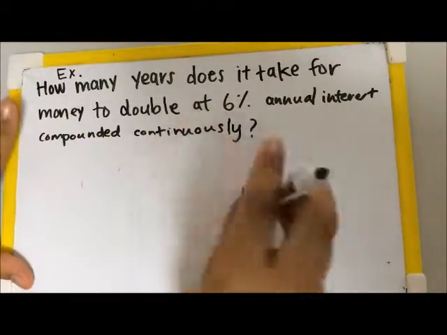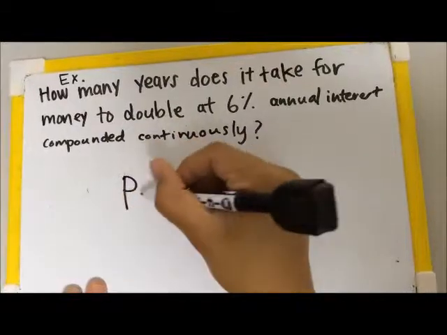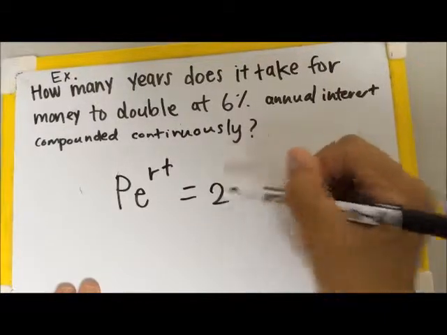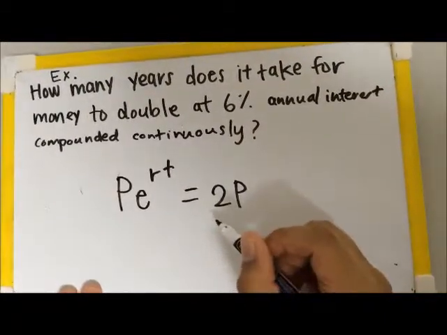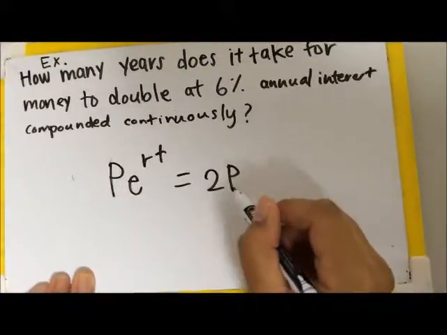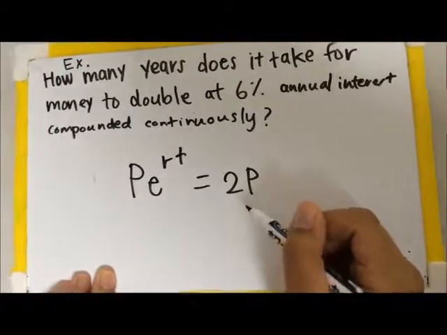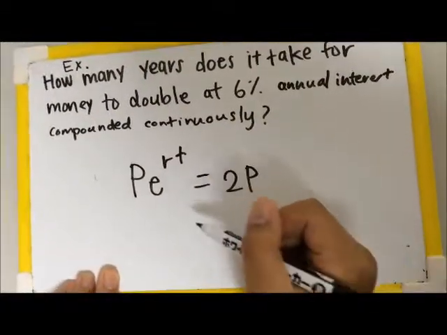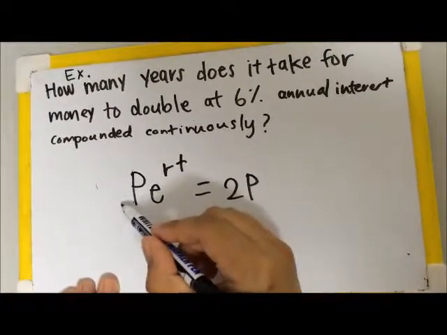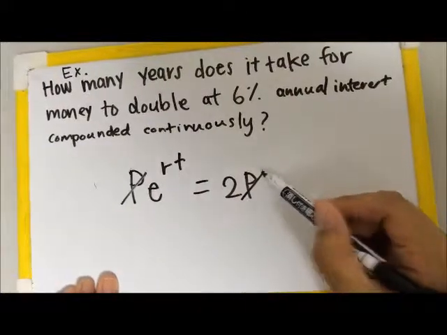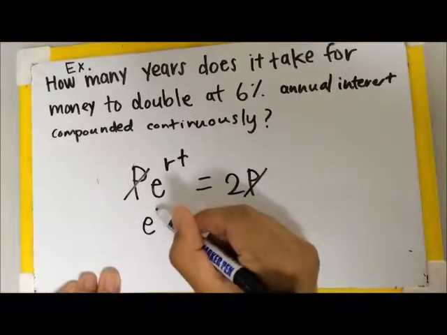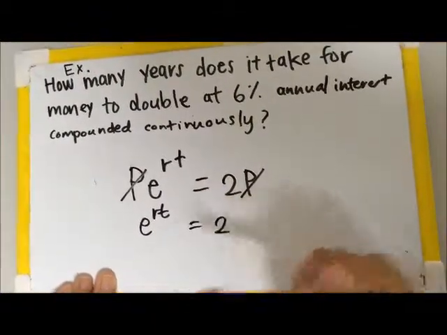Then we must solve this equation using the formula P times e^(rt) equals 2 times P, because we want the money to double, right? That's why it's 2 times P, because P is the initial amount. In this formula, we can cancel P out of the two sides, and then e^(rt) will be equal to 2.